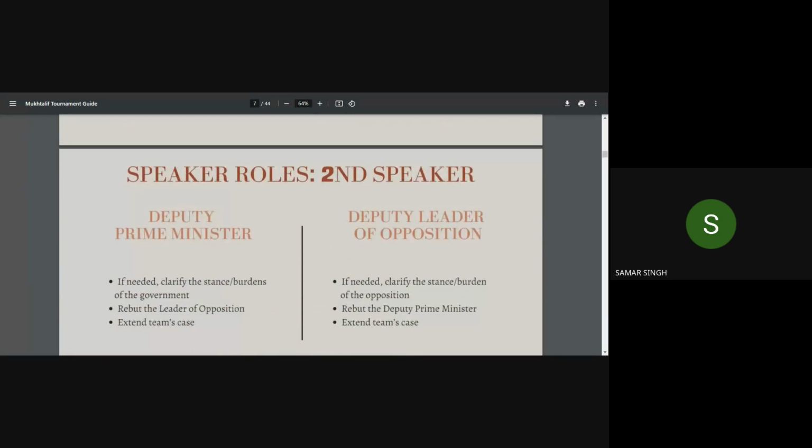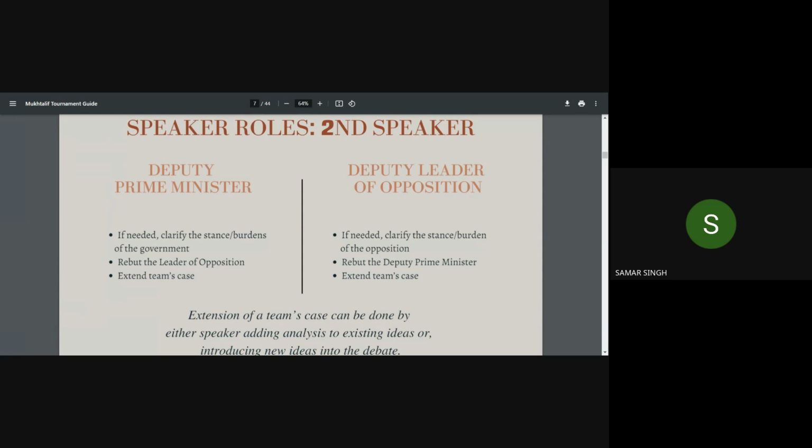Okay. Any doubts within these two speeches? Because there's not much happening with these two speeches. It's a very straightforward definition: give arguments, give rebuttals, defend yourself. Yes, Shreya?